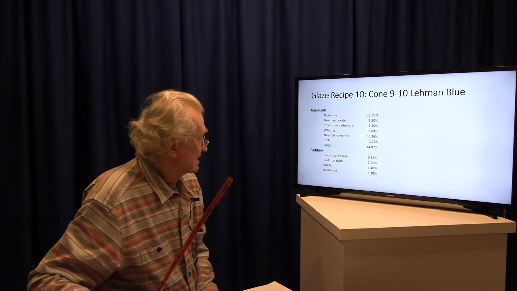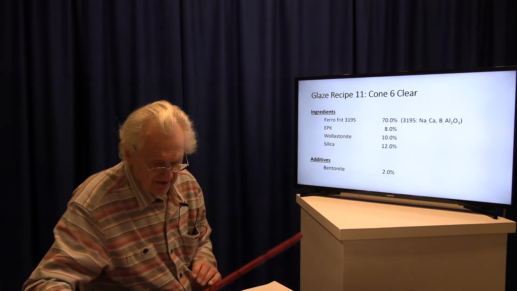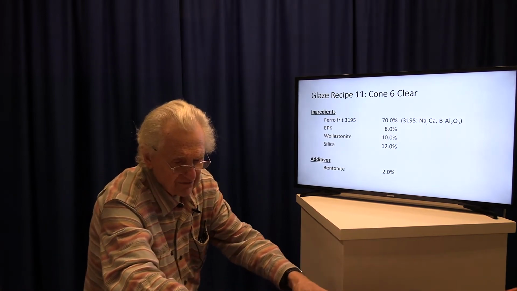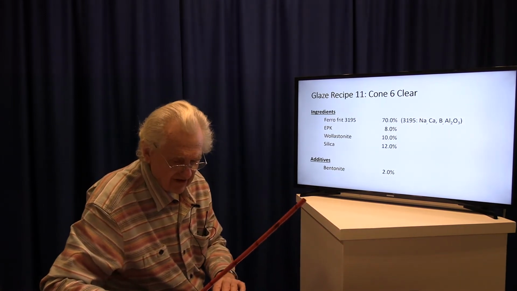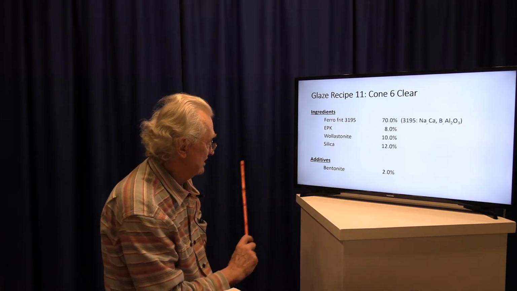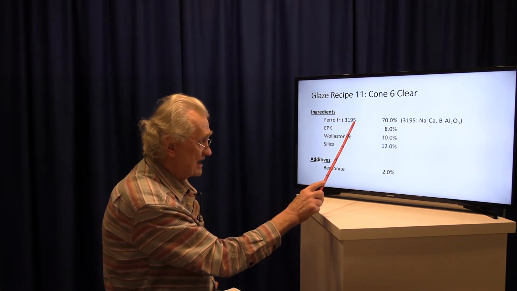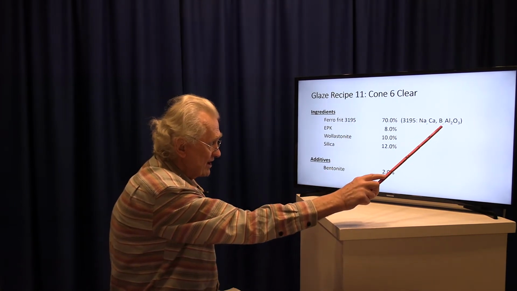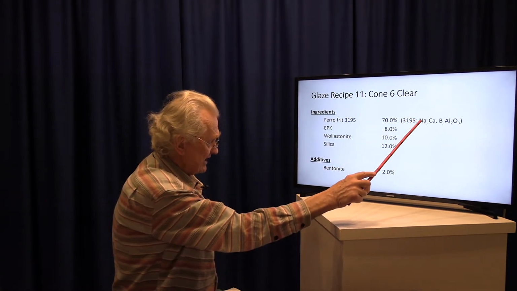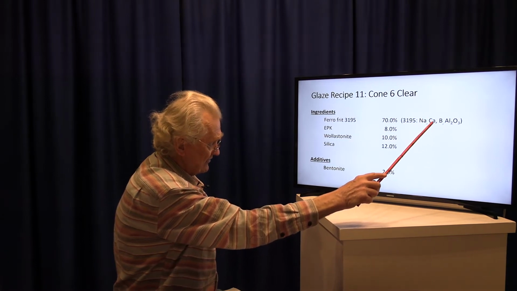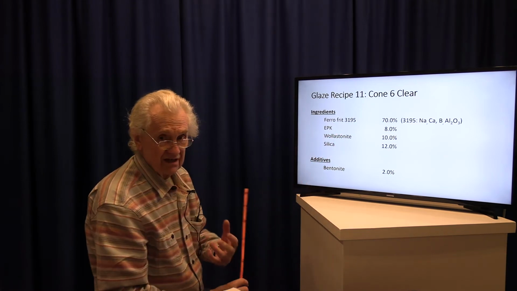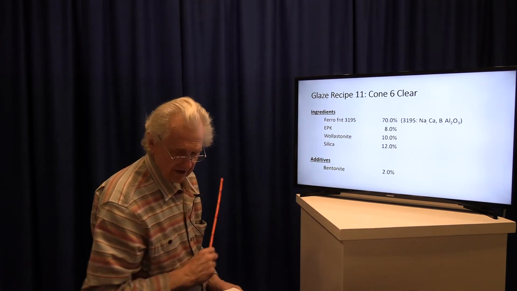Okay. So let's go on to the next one. Now we're going to talk about the amount of fluxes and what just the amounts of fluxes can indicate. And the first category would be sort of temperature stability. What does it tell us about it? So here's a cone 6 clear, Ferro Frit 3195, and that's sodium, calcium, boron, and alumina. And these are listed in sort of decreasing order. So it's a lot of calcium, a lot of sodium, a little less calcium, a little less boron, a little less alumina. EPK, wollastonite, that's our calcium silicate again, and silica, okay?